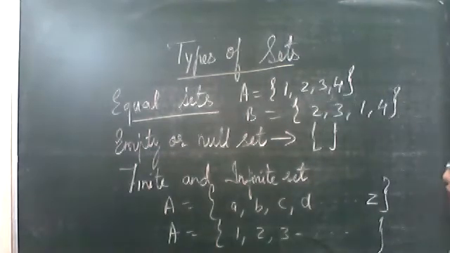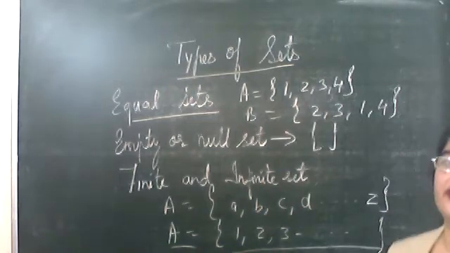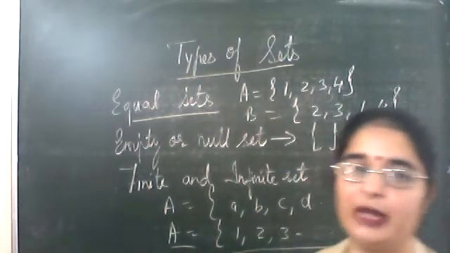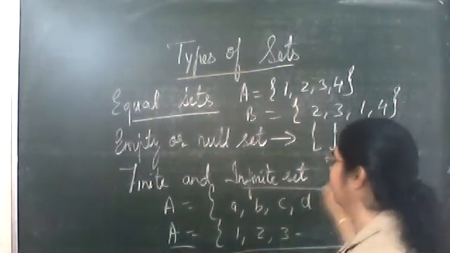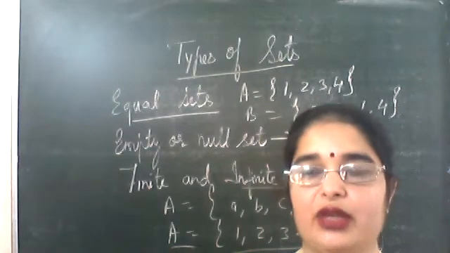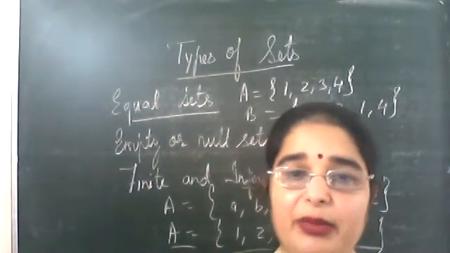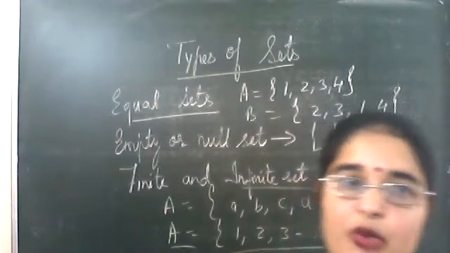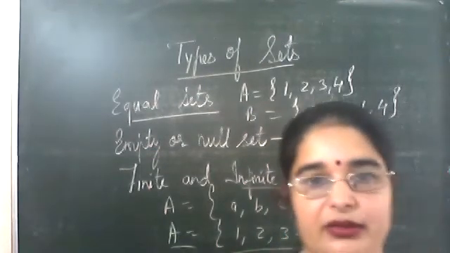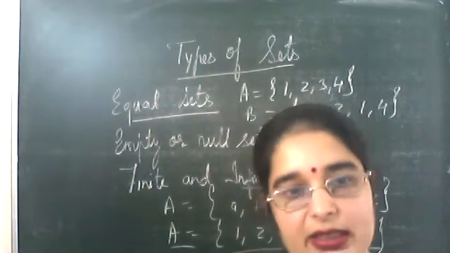Clear? So A is a set containing elements 1, 2, 3 up to infinity. That means it is an infinite set. So I think it must be clear to you all. What is an equal set? An equal set is when the elements are the same in both sets. Order doesn't matter. The number of elements as well as the elements are the same. Then we say that it is an equal set.